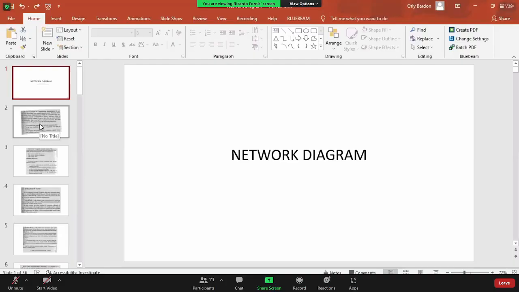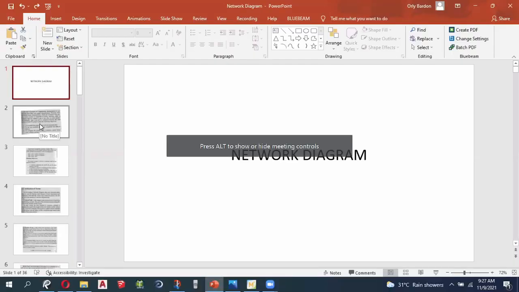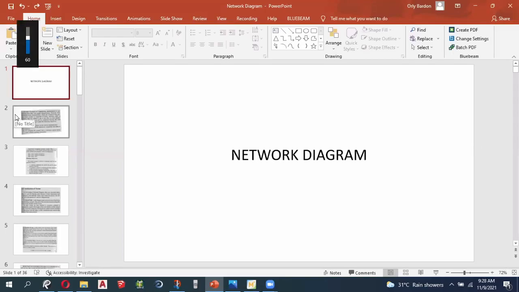Let's make the network diagram now with the properties: early start, early finish, late start, late finish.